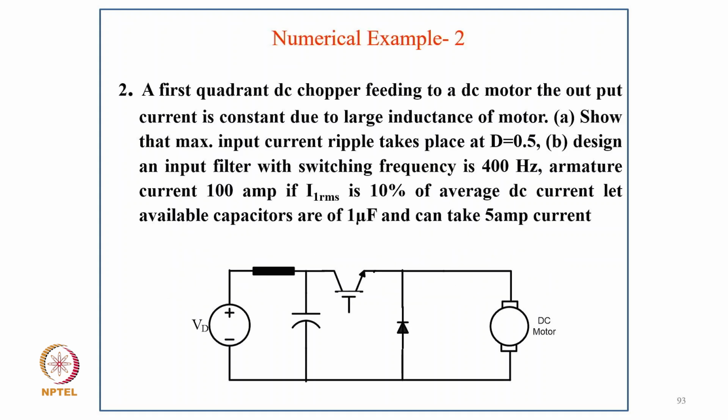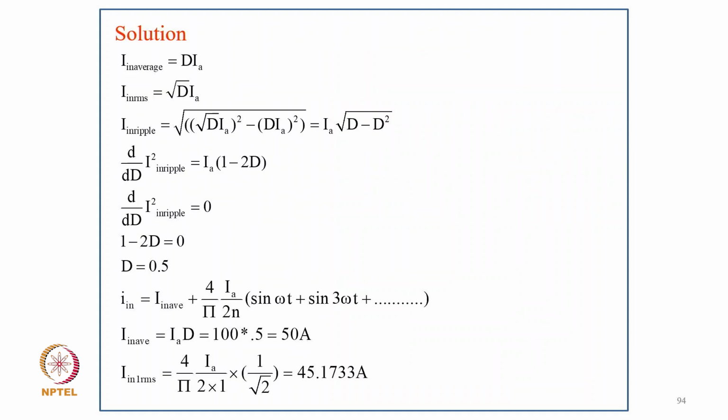So now coming to the second example, a first quadrant DC chopper feeding a DC motor. The output current is constant due to large inductance of the motor, so the maximum input current will take place at D equal to 0.5. Design the input filter with switching frequency of 400, armature current is 100 ampere, and if I1 RMS is 10% of the average current, let the available capacitor rating be 1 microfarad and can take 5 ampere. You can see the circuit with the input filter for the step down chopper for DC motor current.